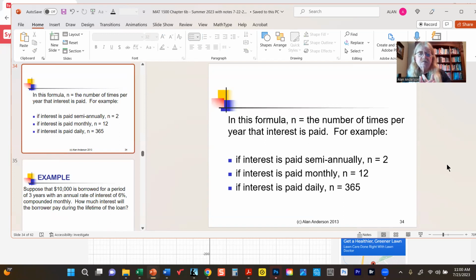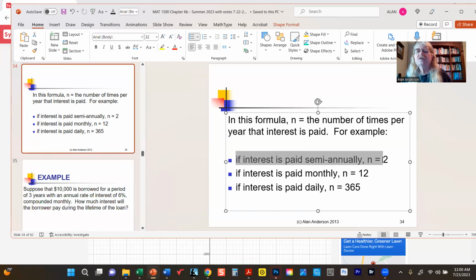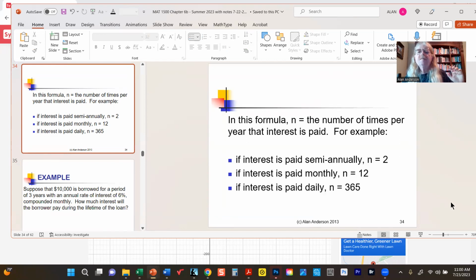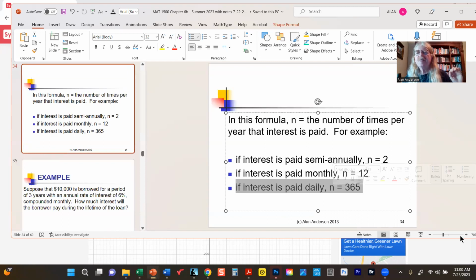Now, obviously, when they do it more often, they don't pay you the full year's interest all at once. For example, with semi-annual, they give you half the annual rate of interest twice a year. Here you're getting a 12th of the annual interest 12 times a year. And here you're getting 1/365th worth of the yearly interest every single day. In practice, most banks use what we call daily compounding. That's the norm. Now, that's actually going to help you if you're the saver. It's going to harm you if you're the borrower, because that means that there will be more interest involved.